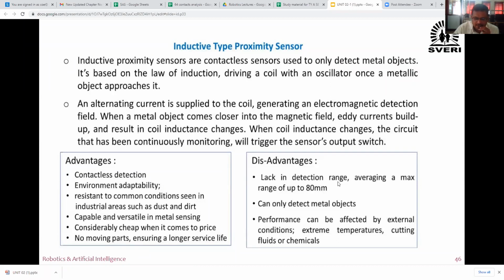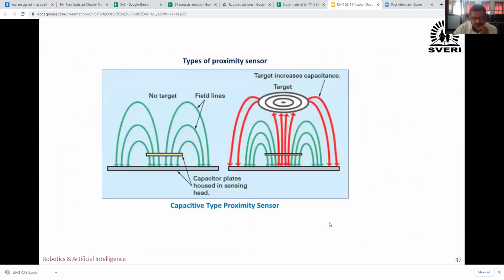Disadvantages: lack in detection range, averaging a maximum range of up to 80 mm, can only detect metal objects. Performance can be affected by external conditions, extreme temperatures, cutting fluids, or chemicals.